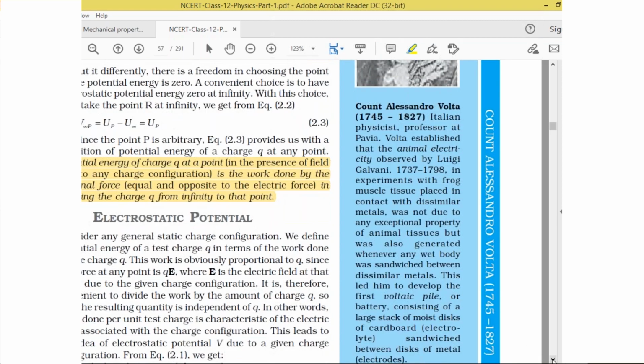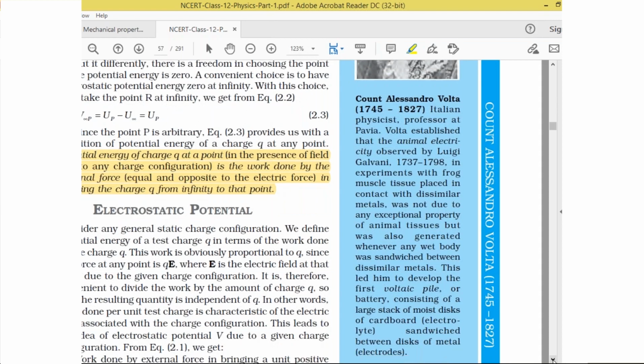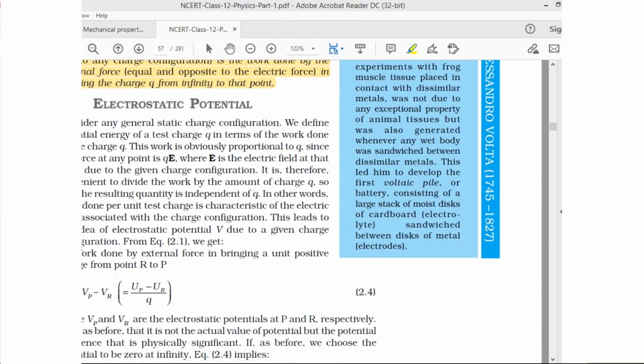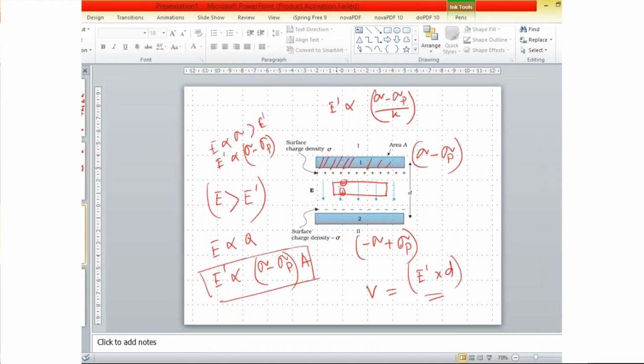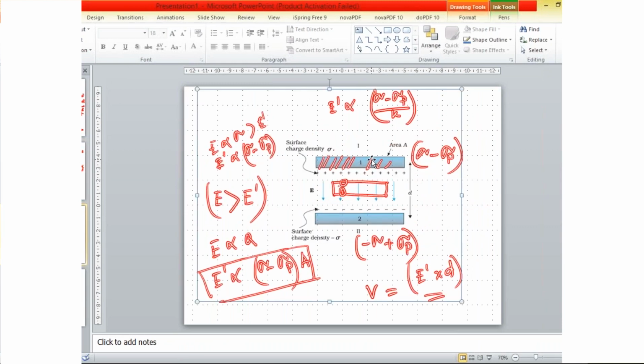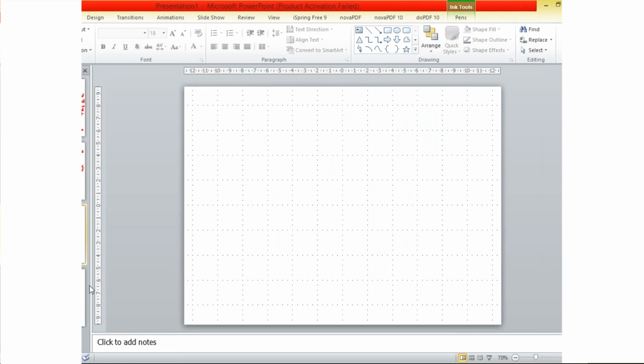Now we'll learn electrostatic potential. As I told you, potential and potential energy are a little different. There is a little bit of difference. We'll learn now what that difference is.